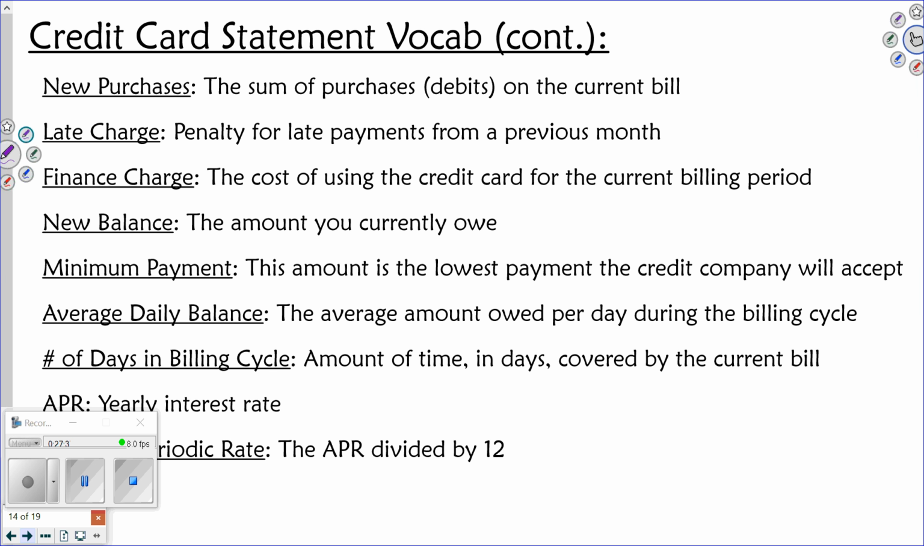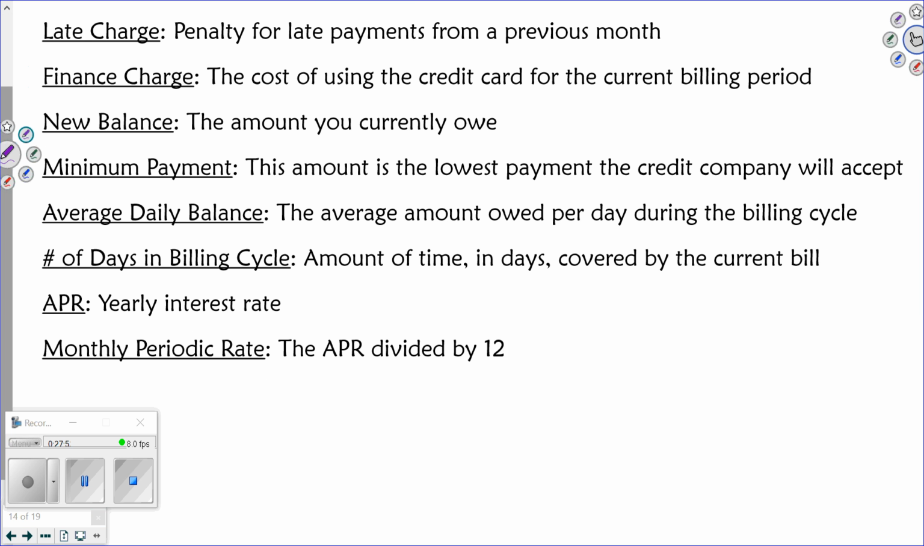Average daily balance, we just figured that out. Number of days in your billing cycle. So it will tell you how many days, right? We just added up how many days, to know if it was 30, 29, whatever it was. It will give you your APR, which is your yearly interest rate, and it will also give you your monthly periodic rate. So APR divided by 12. Okay, a lot of stuff.